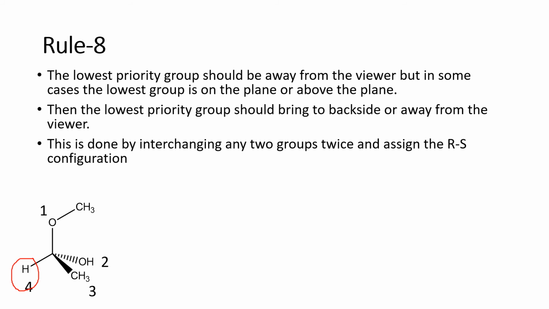For this we have to interchange any 2 groups. We have to interchange any 2 groups twice. Remember that they have to be interchanged twice and then assign the R and S configuration. Now let us see this molecule. The first interchange is, I am interchanging this hydrogen with the OH which is present on the backside, because this fourth group should be coming to the backside. Therefore I am first interchanging this fourth group to the backside and bringing this OH to the plane.